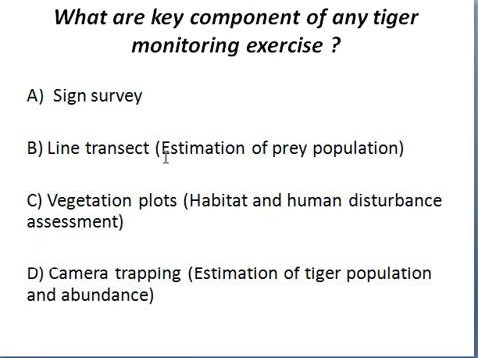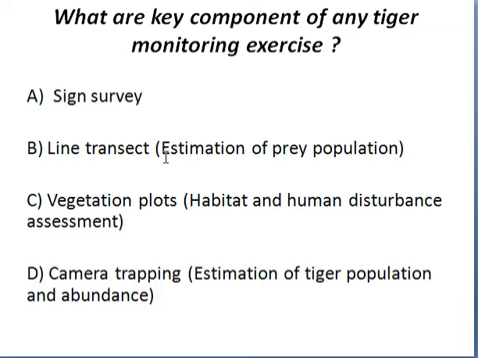Move to the next slide. Now, what are the key components of any tiger monitoring exercise? We can see here basically four key components in this slide. First, we have sign survey. Second, line transect, which is mostly used for estimation of the population. Third, we have vegetation plots for habitat and human disturbance assessment, and then camera trapping, for estimation of tiger population and abundance.